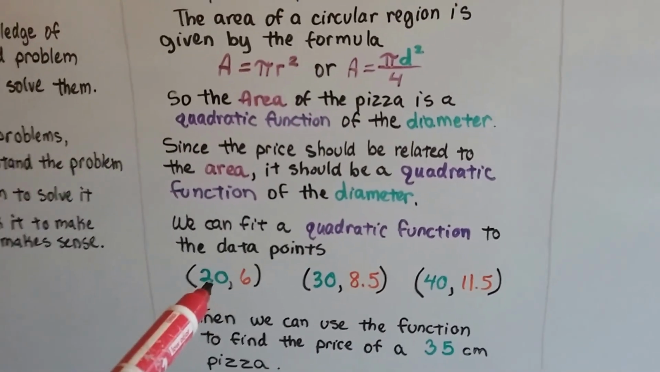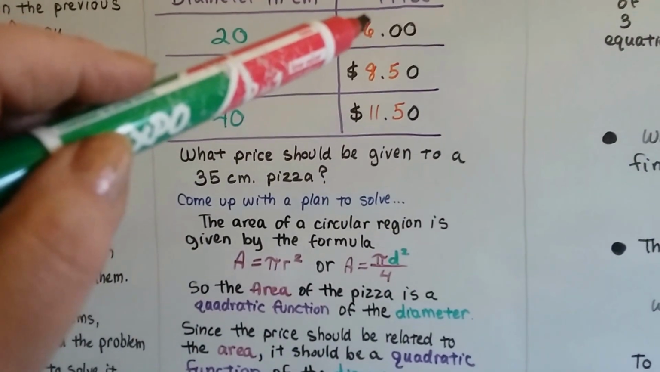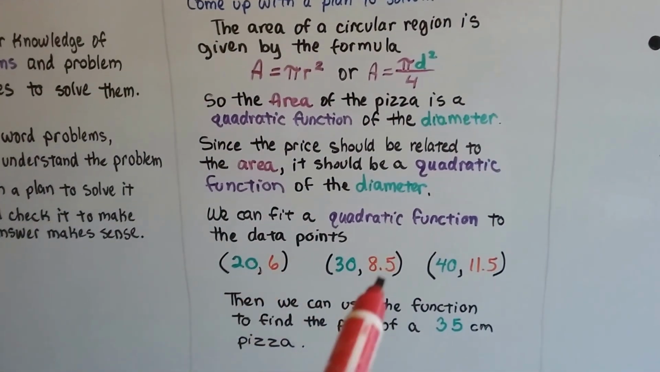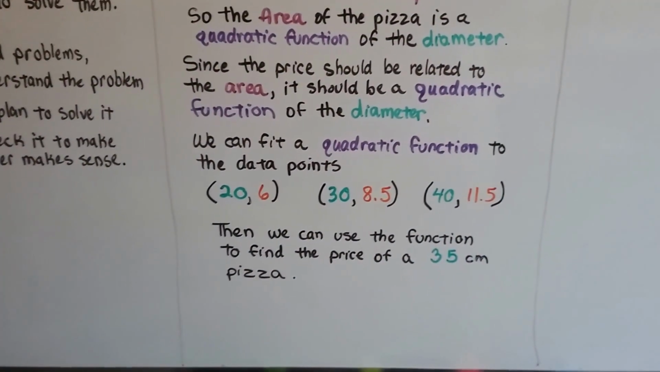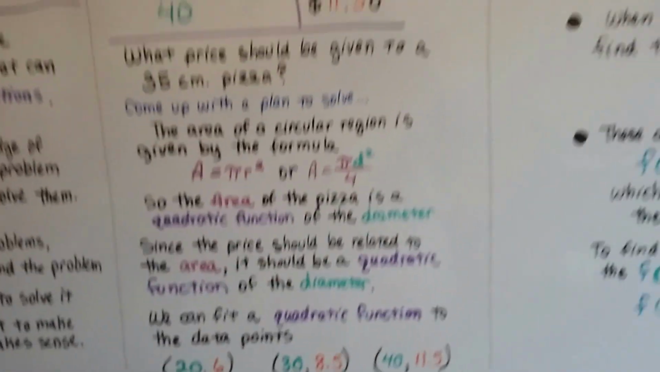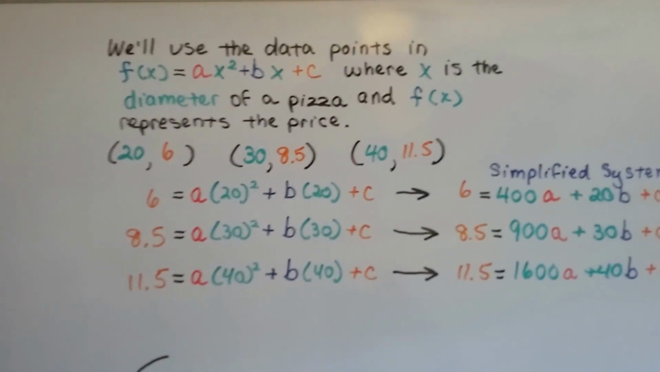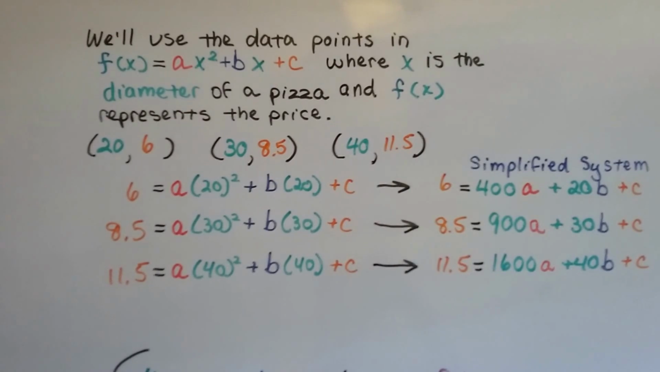So our centimeters were 20, 30, and 40, okay? And our prices were $6, $8.50, and $11.50. So we can set them as a 6, an 8.5, and an 11.5. Then we can use the function to find the price of a 35 centimeter pizza. So we'll use the data points in the function f(x) equals ax² + bx + c, where the x is the diameter of the pizza, and f(x) represents the price.